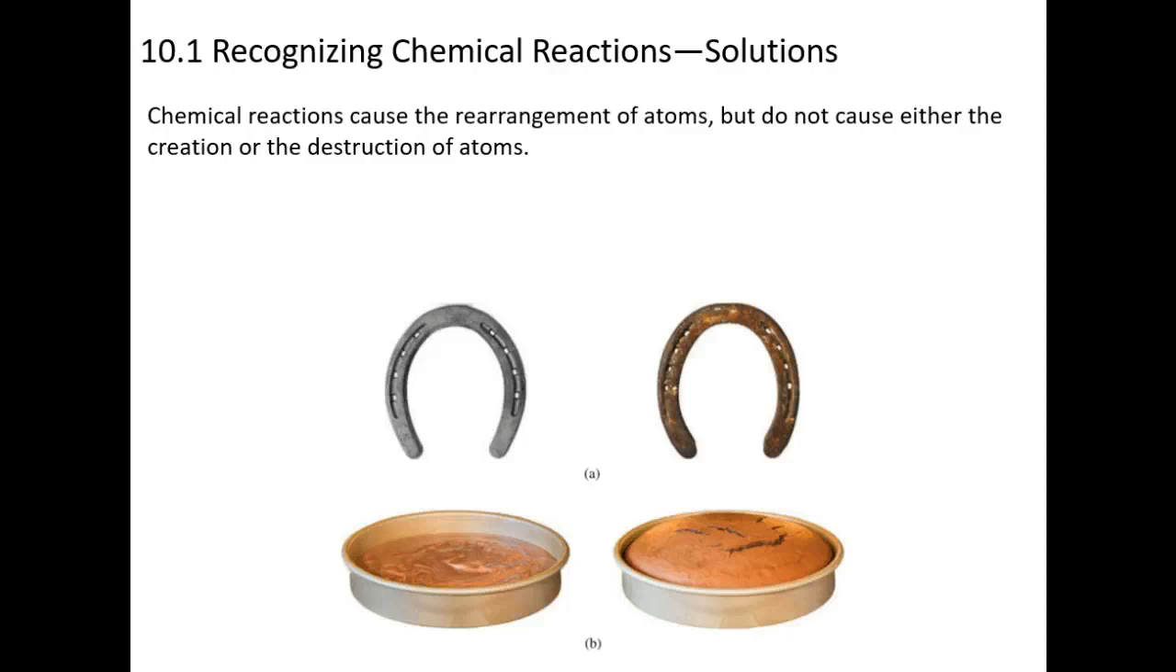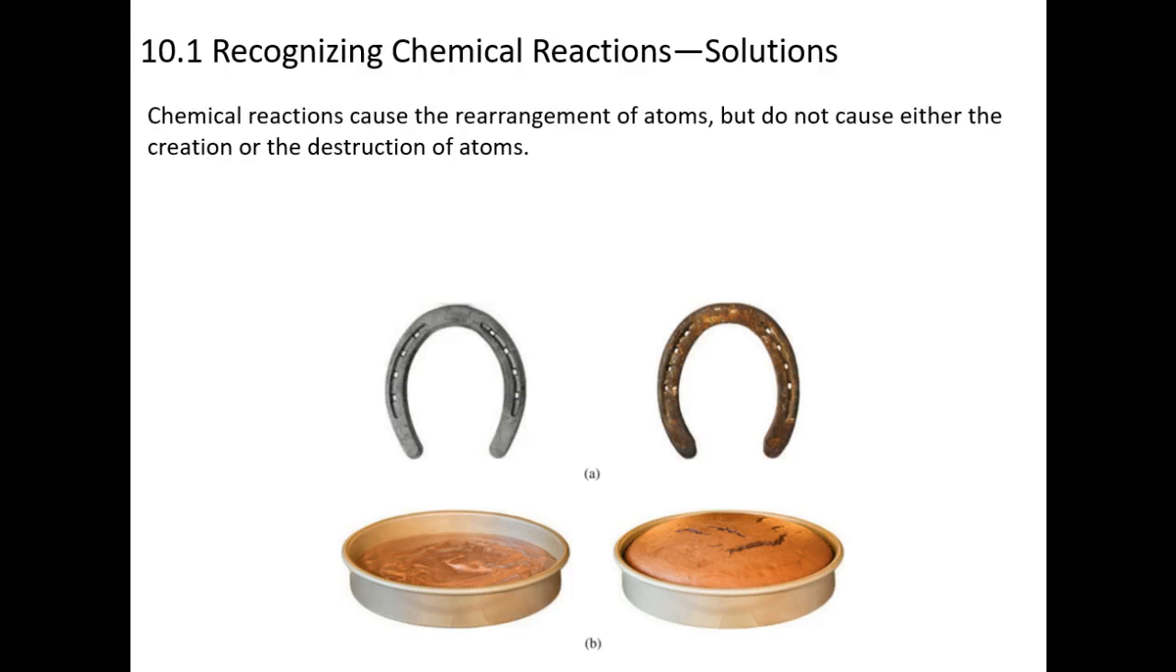One thing to note is that chemical reactions cause the rearrangement of atoms, but do not cause either the creation or the destruction of atoms. So if you do a reaction with hydrogen and oxygen, your final product is going to have hydrogen and oxygen in it. You're not going to just magically make a chlorine atom. It's composed of the atoms or the elements that you start with.